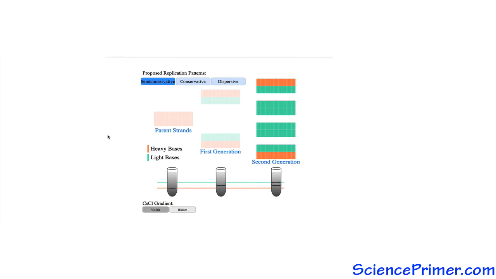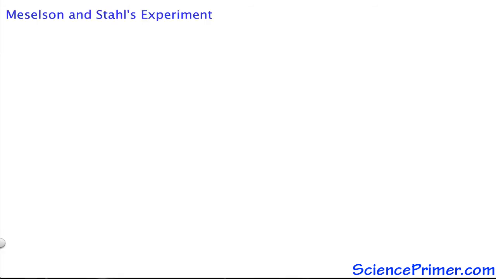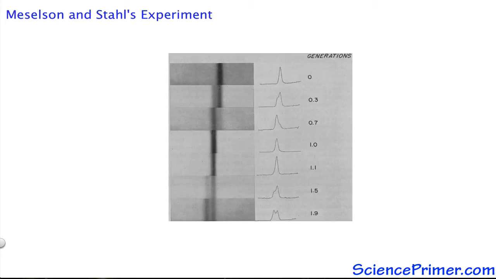At the second generation, all three proposed replication patterns give different results. That Meselson and Stahl's experiment showed the pattern predicted by the semiconservative hypothesis provided the definitive experimental evidence in support of the pattern proposed by Watson and Crick.